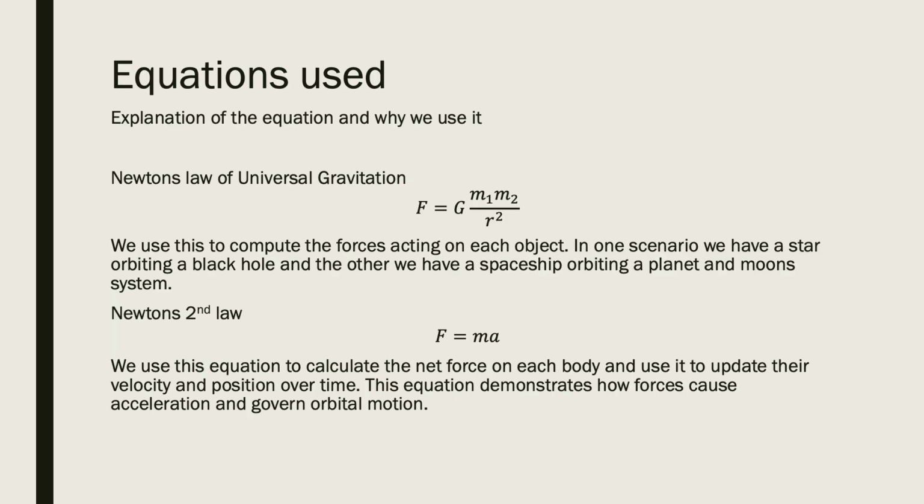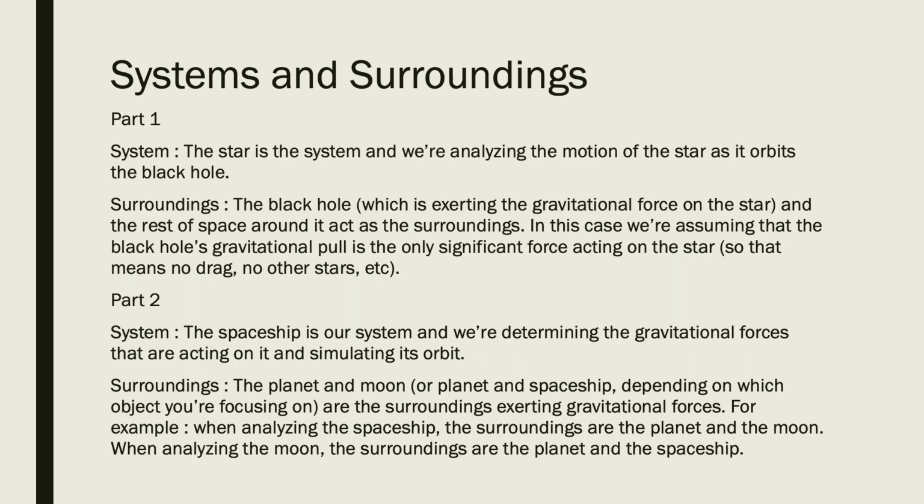The equations used in this lab were Newton's law of universal gravitation and Newton's second law. The gravitational force equation, F equals G m1 m2 over r squared, tells us how strongly two masses attract each other. And then we use F equals ma to determine how this force affects acceleration, velocity, and position over time. In the code, these equations are applied repeatedly using small time steps to simulate orbital motion numerically.